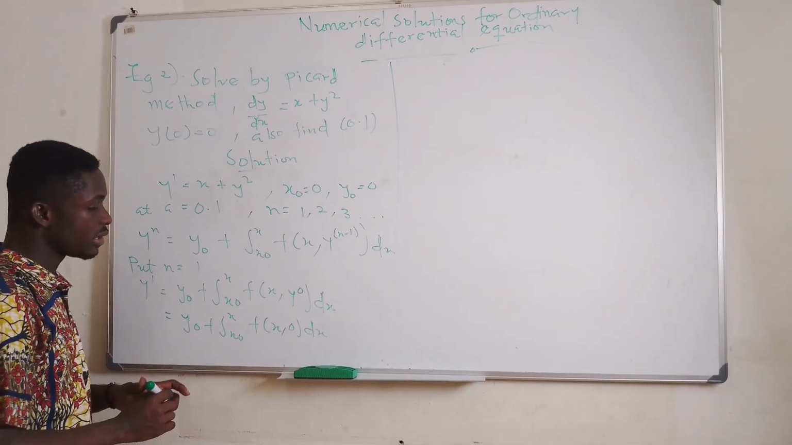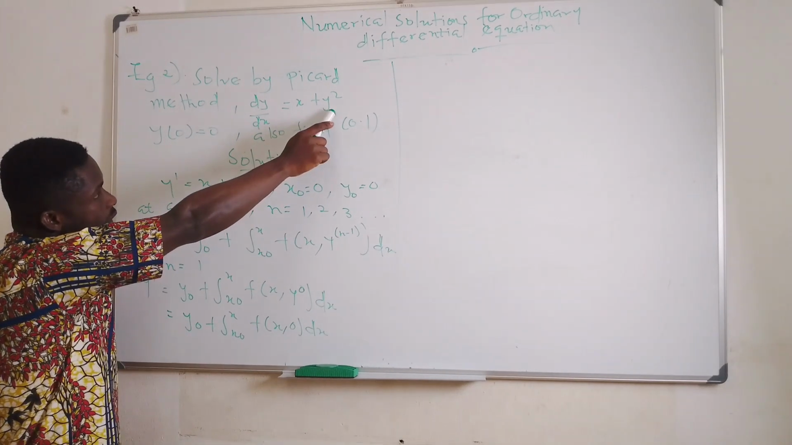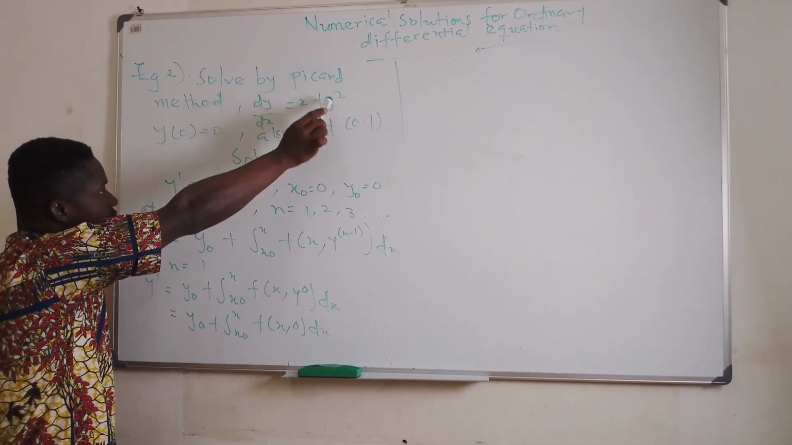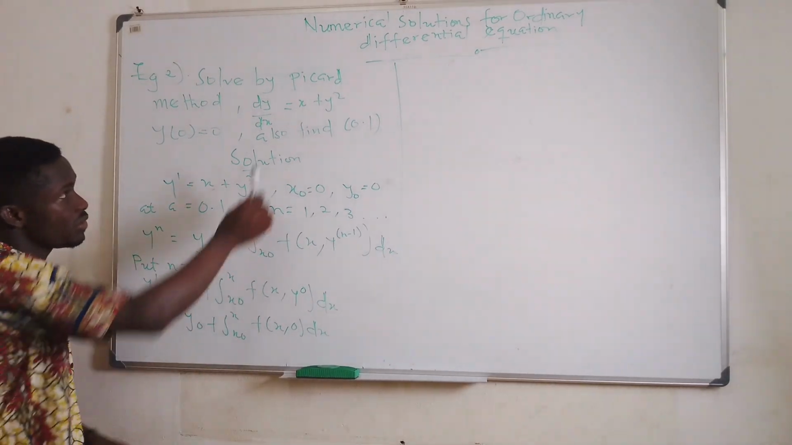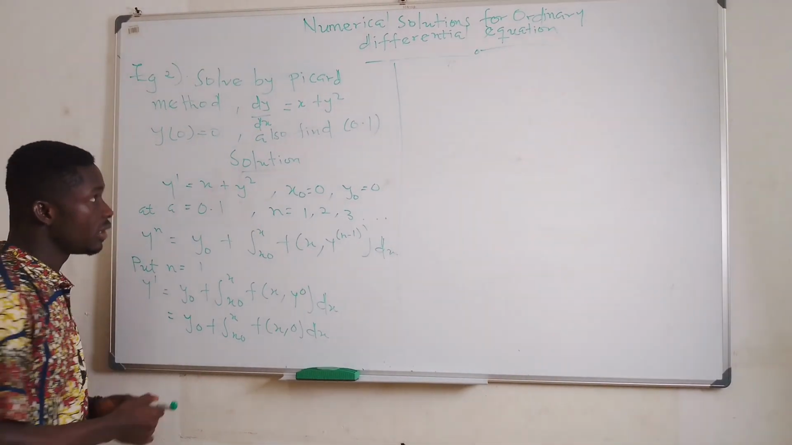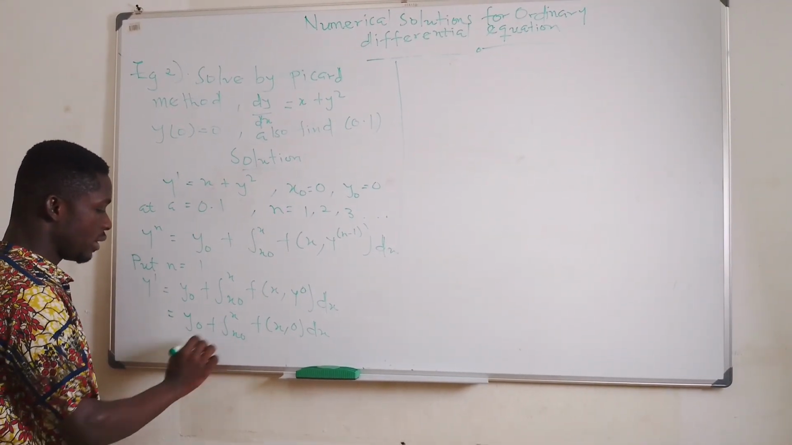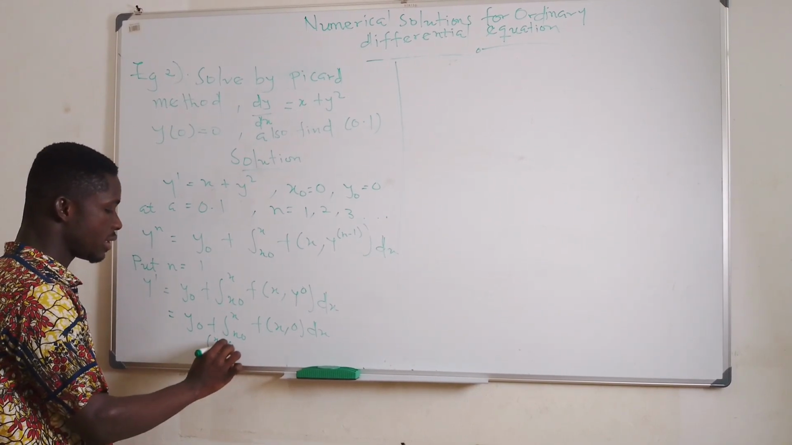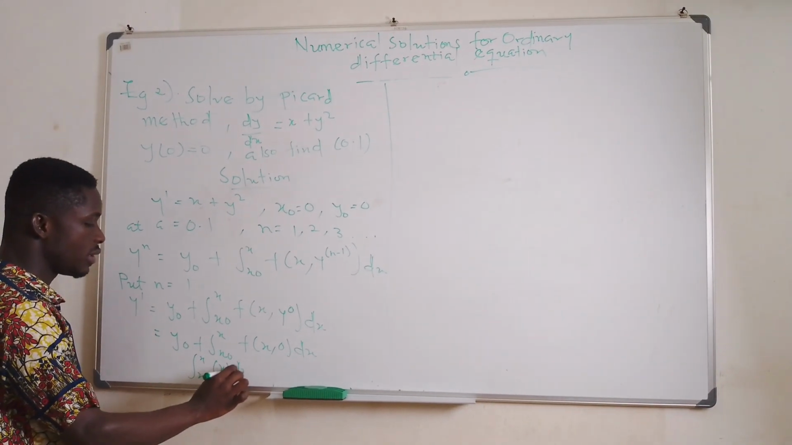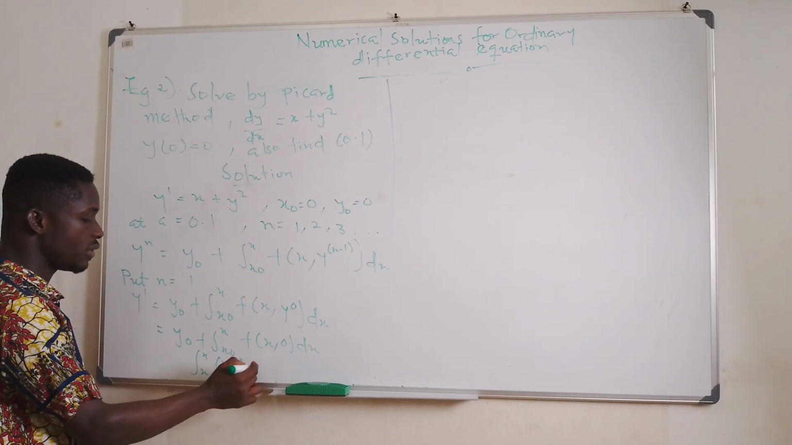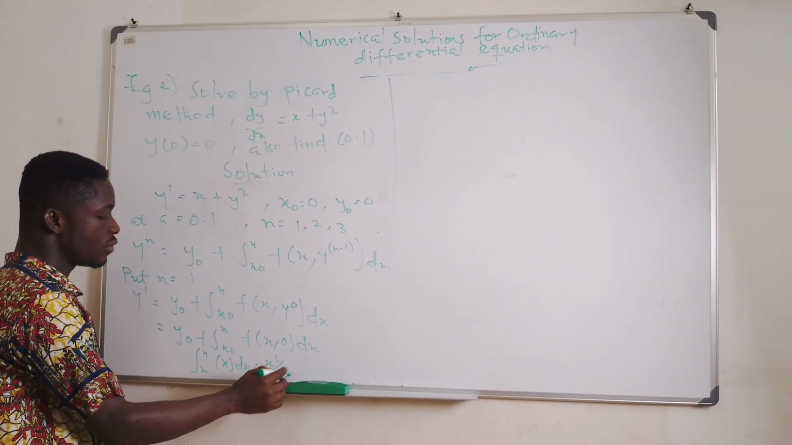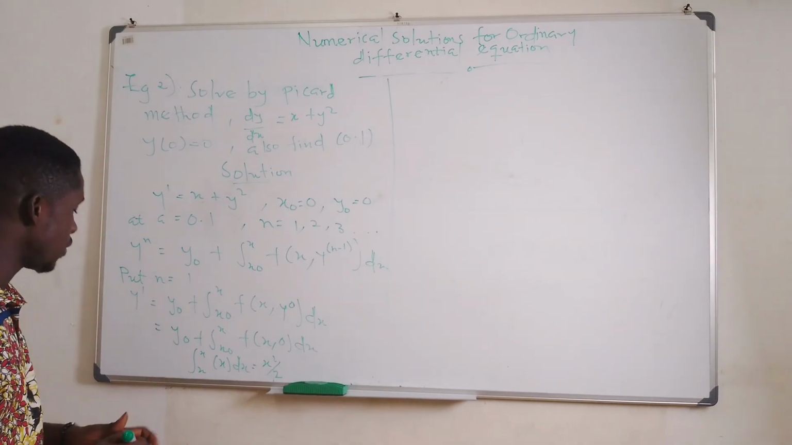It means that the y value here is 0. So we are not going to write any value in terms of y here. We are going to pick only the x value there. So now we have the integral from 0 to x of x dx. When you integrate x, we are going to get x squared on 2. Very good. So this is our y1.